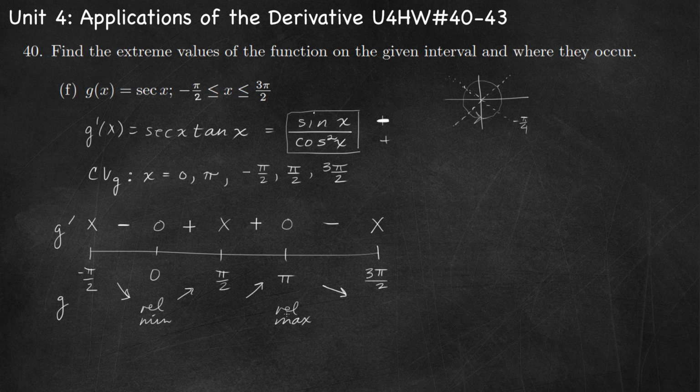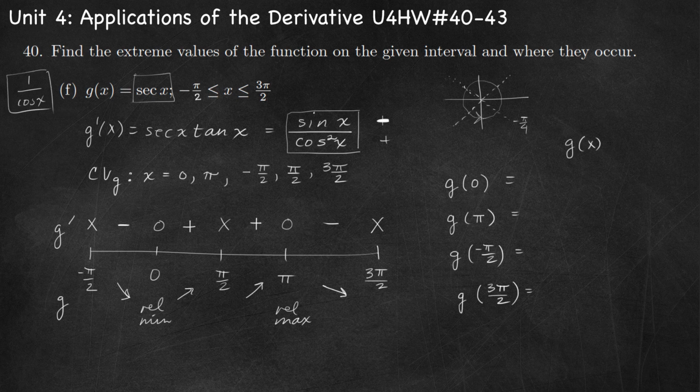So it's unclear whether the relative extrema are also the absolute extrema or whether the endpoints are going to be the absolute extrema. We are going to have to check all of these. So we're going to find g of 0, since that's a relative min, g of pi, since that's a relative max, and then our endpoints, g of negative pi over 2 and g of 3 pi over 2. So we're going back to our original equation. Secant x, if it's easier, we can think of that as 1 over cosine x.